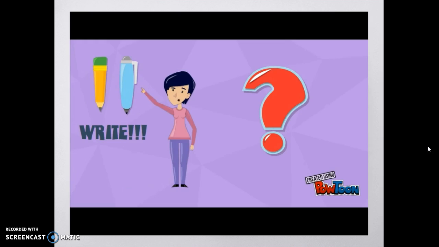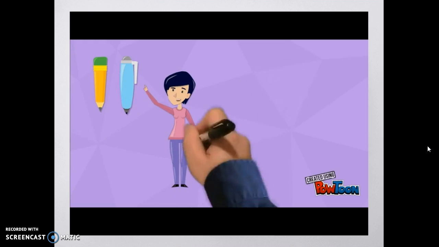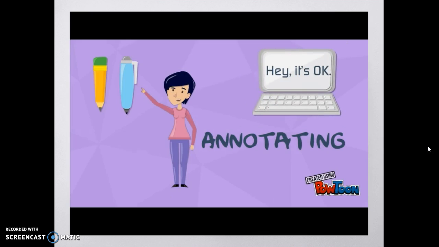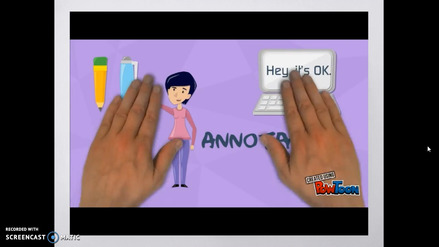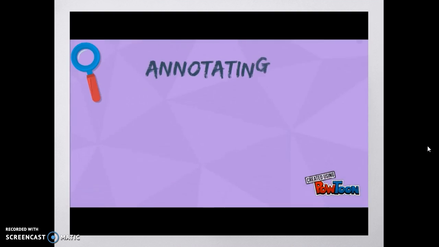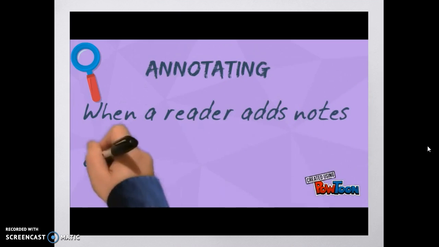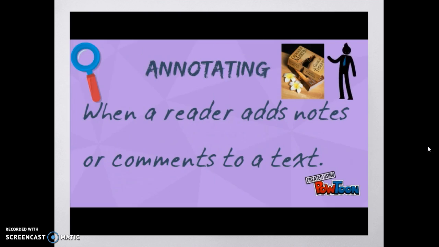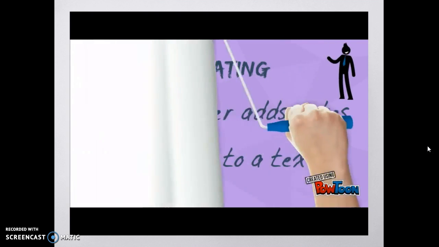Yep, it's the truth. They throw in a fancy word like annotating, and it's suddenly okay to break one of the biggest literary commandments of all time. So what does this annotating word mean anyway? Annotating is when a reader adds notes or comments to a text. Think of it as having a conversation with your book, although a bit one-sided.